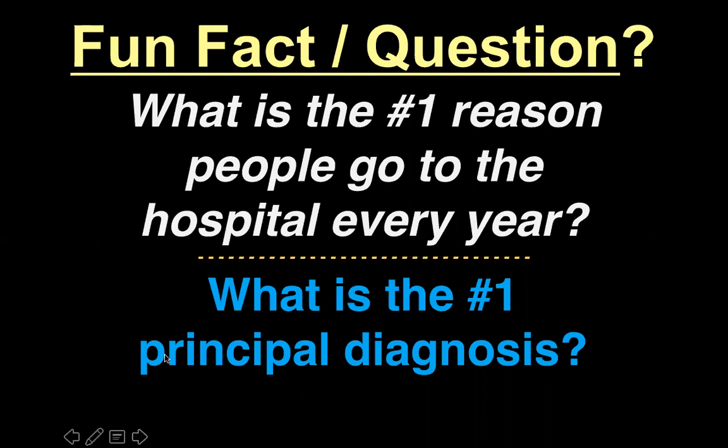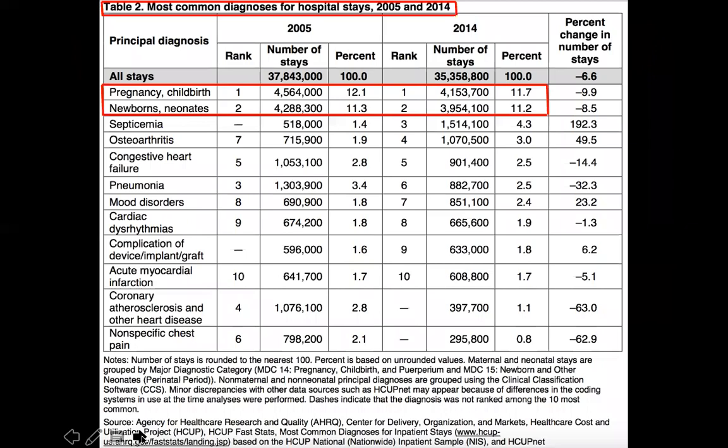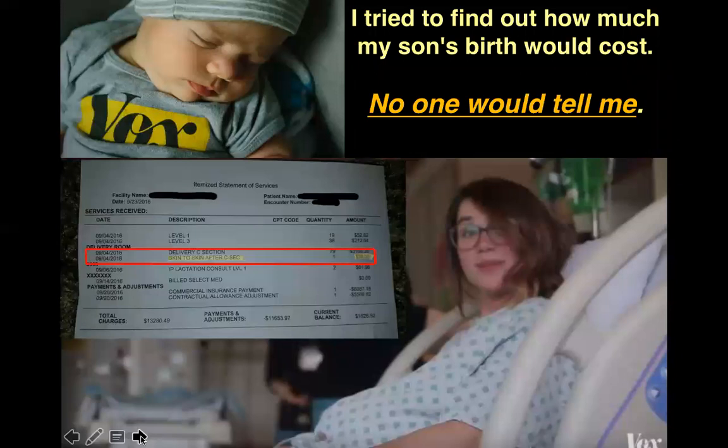Fun fact question. It just shows you some of the craziness with billing and payment in U.S. healthcare. What's the number one reason people go to the hospital every year? What's the number one principal diagnosis? Some people know this and they guess it, but most people don't, and it's having a baby. Pregnancy, childbirth, and newborns, about 3.5 million a year. Women have babies at the hospital. You would think that if that's the case, you would have a pretty good idea of what the cost of having a baby is, if it's a complicated delivery and if it's a non-complicated delivery.